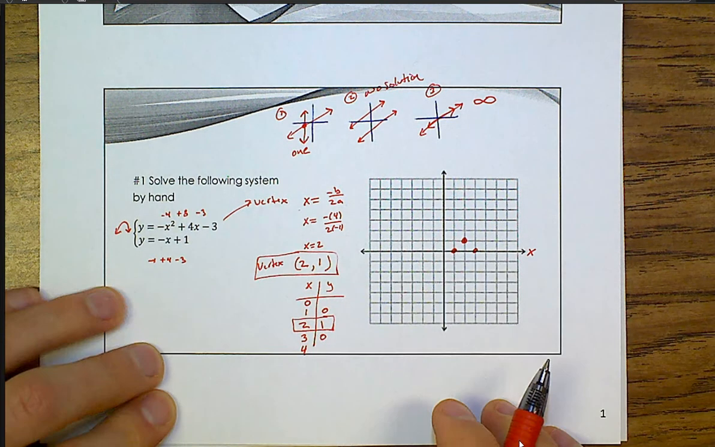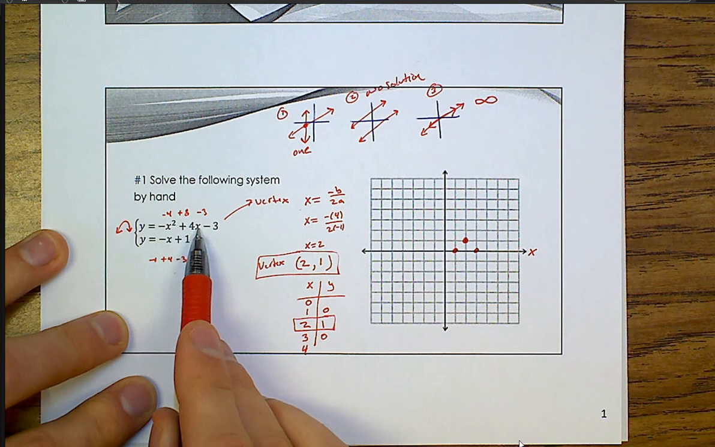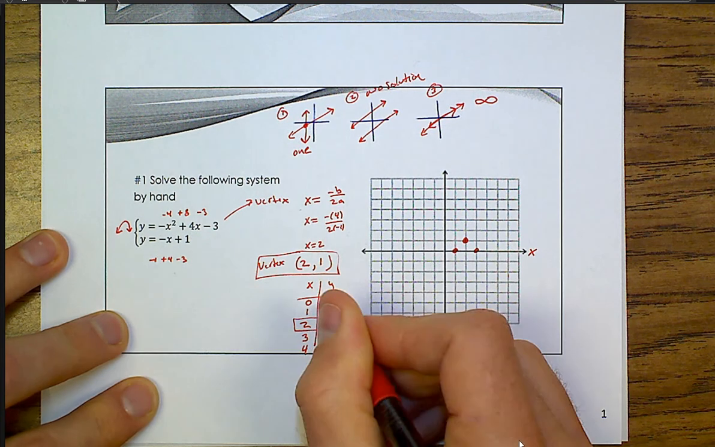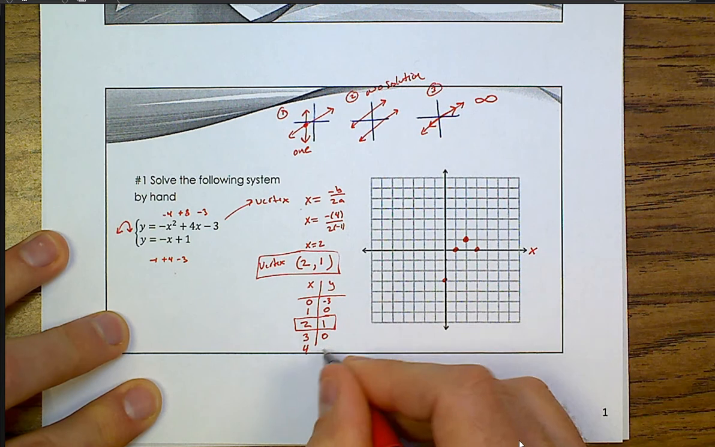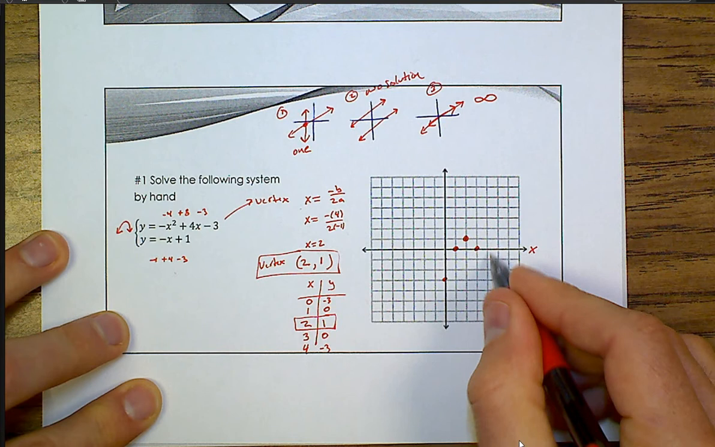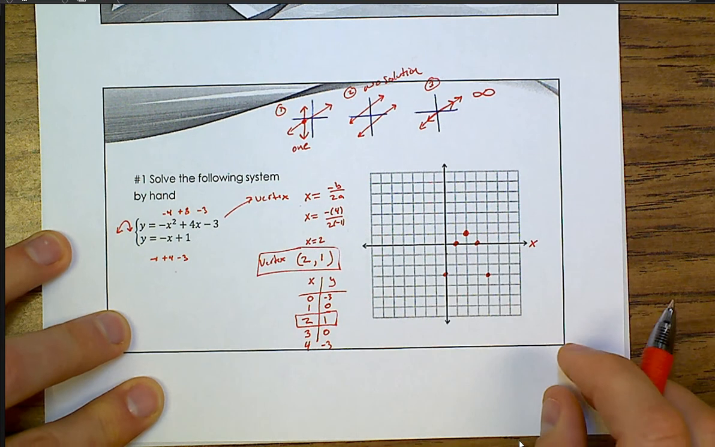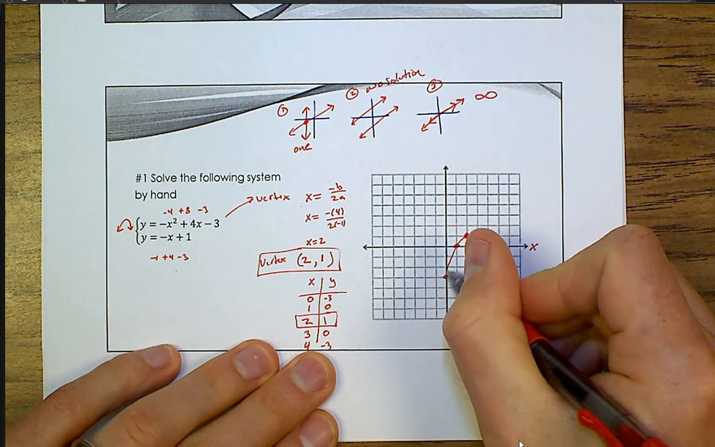So if I pick a 0 here, 0 squared, negative 0 is still 0. Plus 4 times 0 is 0, so 0 plus 0, I basically just get a negative 3 here. So at 0, negative 3, and then at 4, I know that's going to be symmetric as well. So at 4, 1, 2, 3, 4, at negative 3 as well. So there's your 5 points for your parabola, and again, just connect the dots, and there's your parabola.